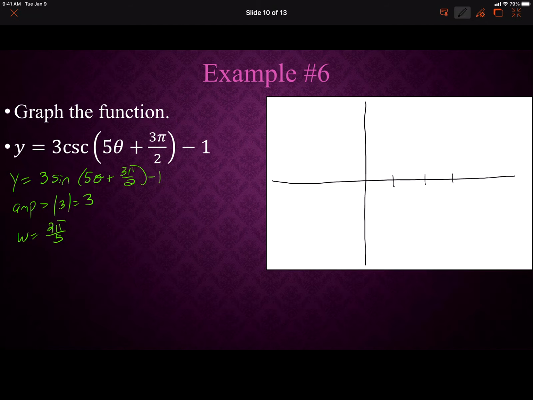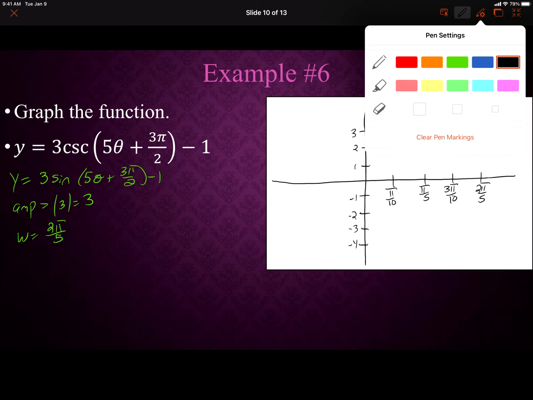Our 4 spaces there. So the quarter period would be pi over 10. The half period is pi over 5. 3/4 is 3 pi over 10. Full period is 2 pi over 5. It's going to go as high as 3. And it's going to go as low as -3. It's actually going to go as low as -4, though, because the -1 shifted downwards.